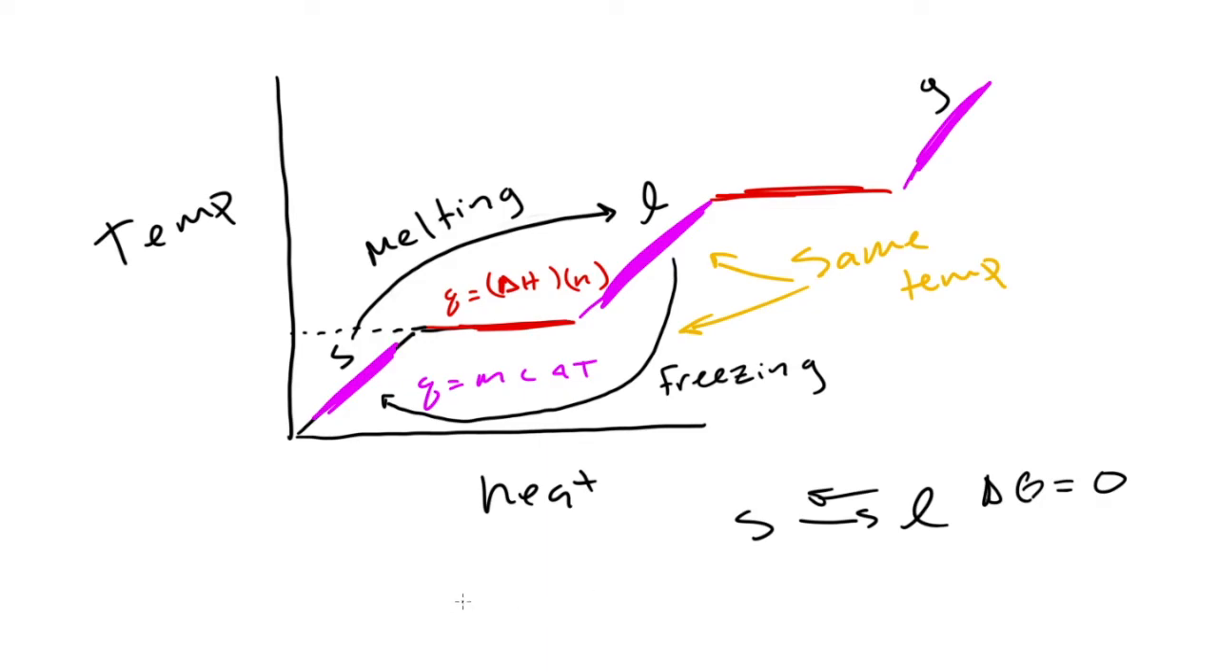Spontaneous would be if it was solid and it was going to a liquid and then it doesn't go back. It's just one direction. And so delta G would be negative for that. But at this temperature, delta G is going to be 0.